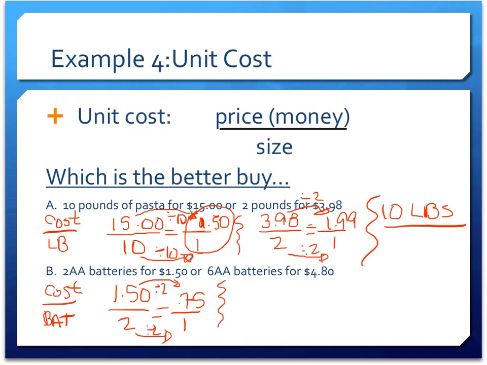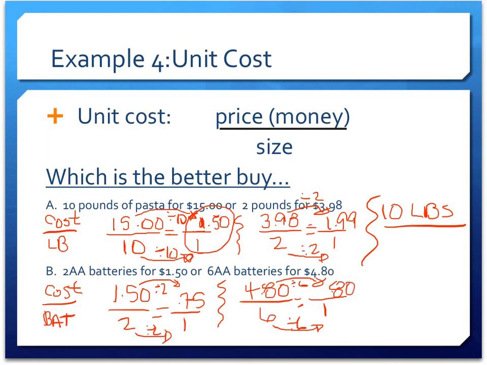Over here, I got 6 batteries for $4.80. So I'll take $4.80 and compare that to 6 batteries. And then how much would that be at the current rate if I wanted to buy just one battery, or per battery? So I'm going to divide both numerator and denominator by 6. And $4.80 divided by 6 is going to be 80 cents per battery.